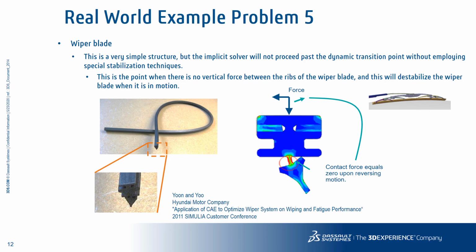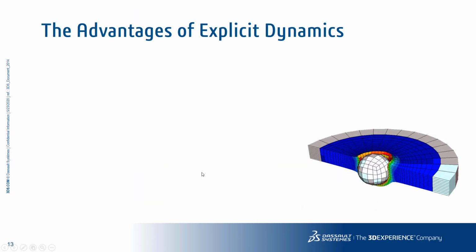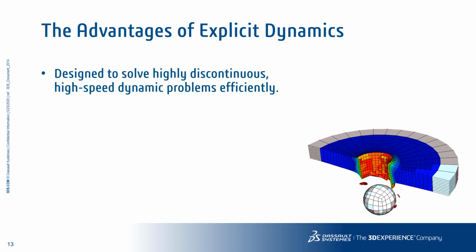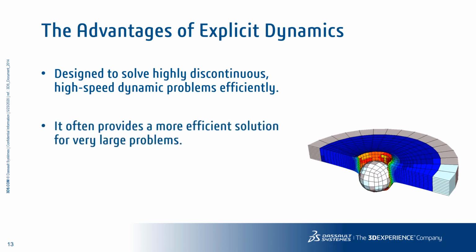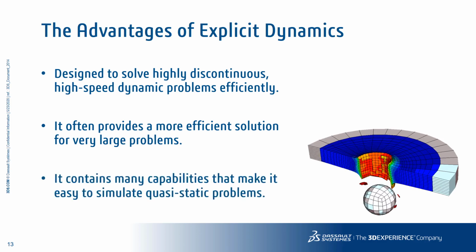As I mentioned before, a lot of these problems you can solve using both methods, but the explicit solver gives you tools like mass scaling and the way it solves time increments that make it easy to solve these problems. So what are the advantages of Explicit Dynamics? To summarize, it is designed to solve highly discontinuous, high-speed dynamic problems efficiently. It often provides a more efficient solution for very large problems. And it contains many capabilities that make it easy to simulate quasi-static problems.